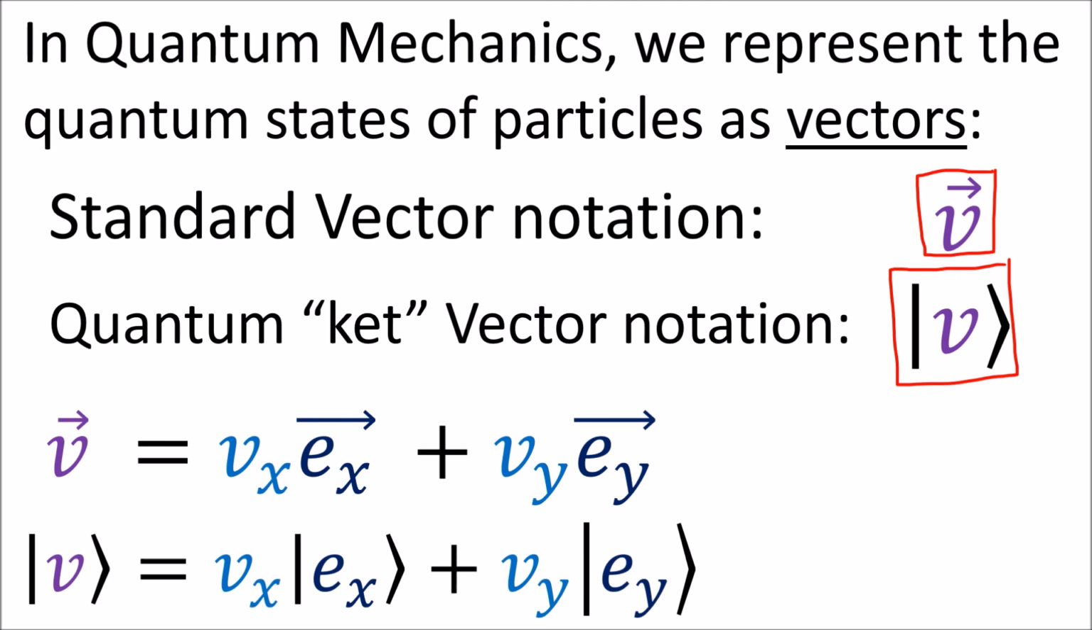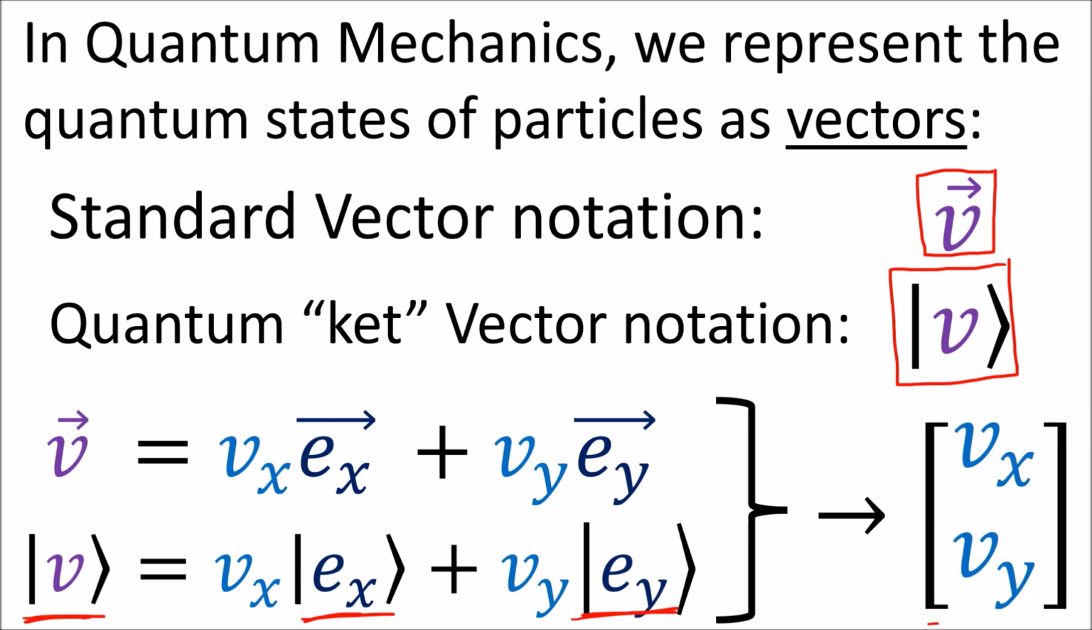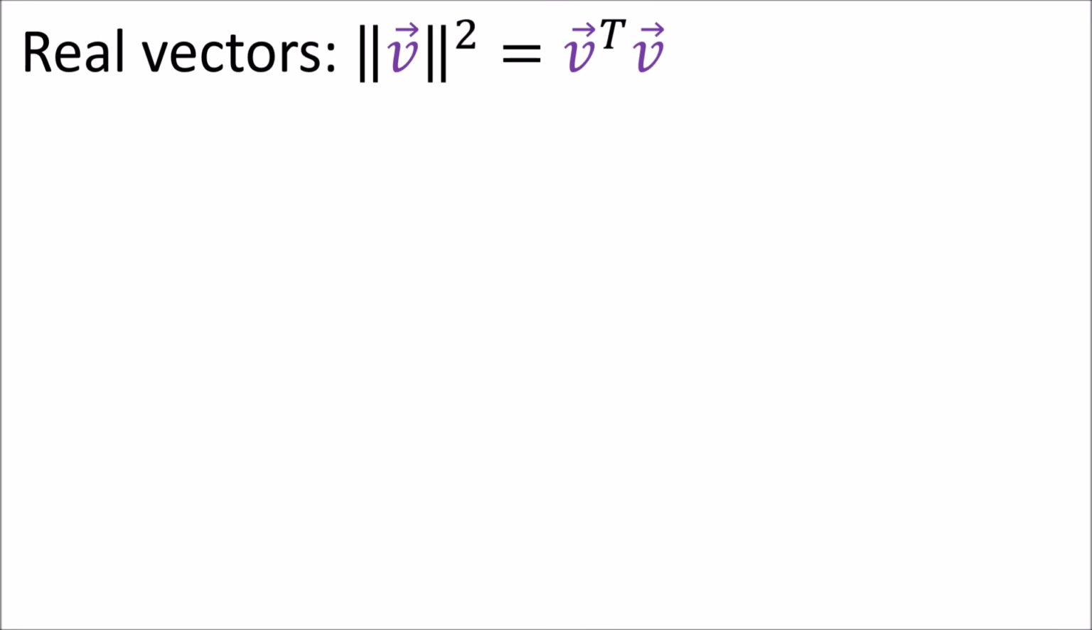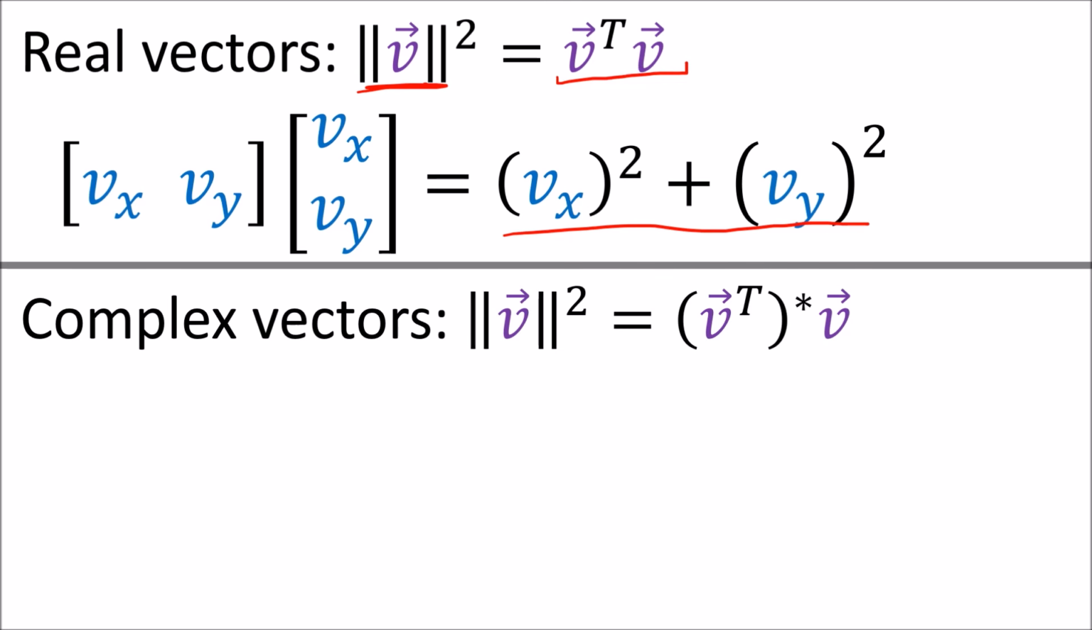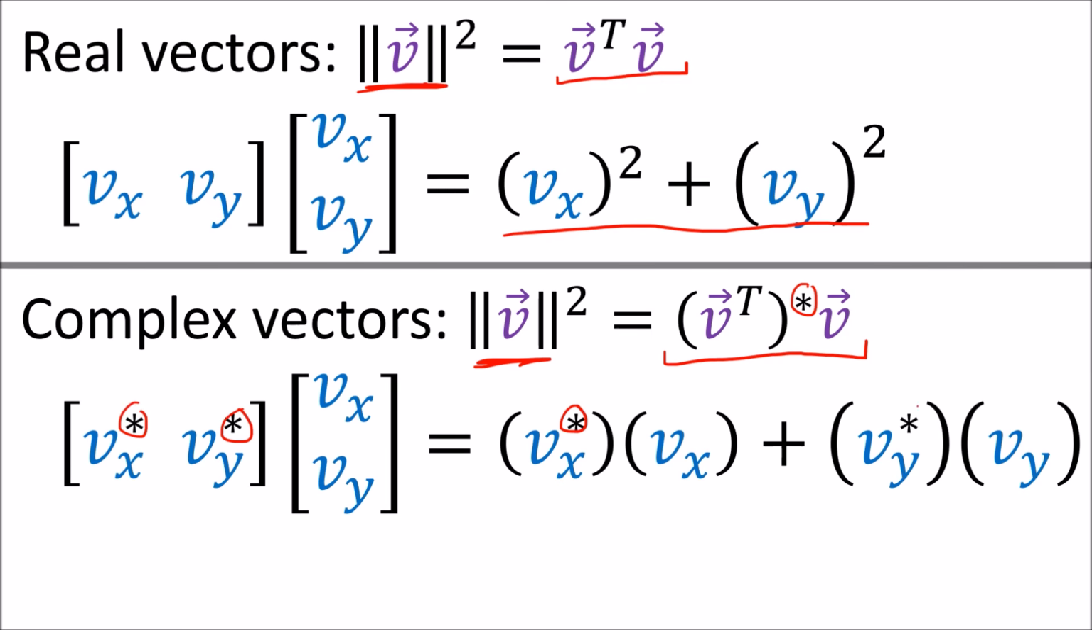We can write Ket vectors as linear combinations of basis vectors as we normally do, or write the components of the vector in a column like this. For vectors with real components, we can get the squared length of a vector v by writing v transpose v. But in quantum mechanics, vector components can be complex numbers, so we get the squared length of a vector by doing v transpose conjugate times v. This extra complex conjugate ensures our final result for the magnitude is real.